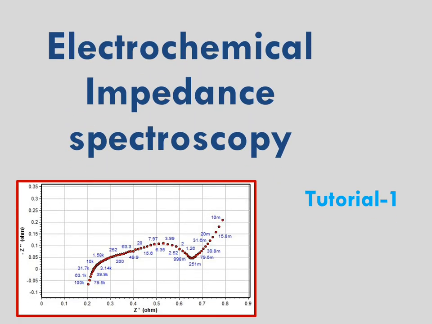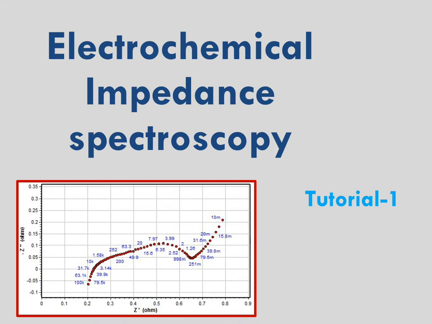Hello, in this video I will tell about what electrochemical impedance spectroscopy is. What is the difference between impedance and resistance? What are the linear and non-linear systems? Which conditions must be maintained for impedance measurement? How is the impedance data presented? What are the elements for equivalent circuits?